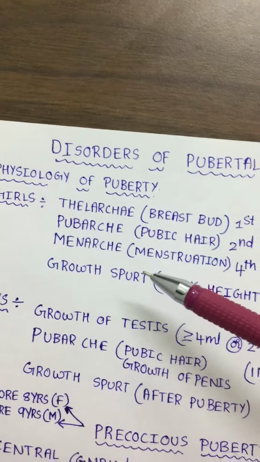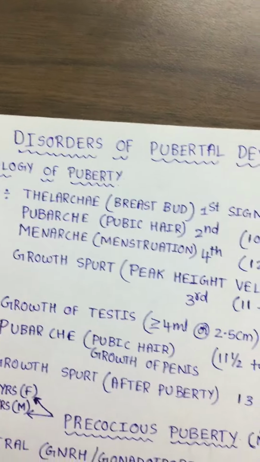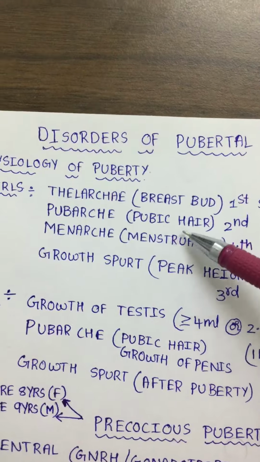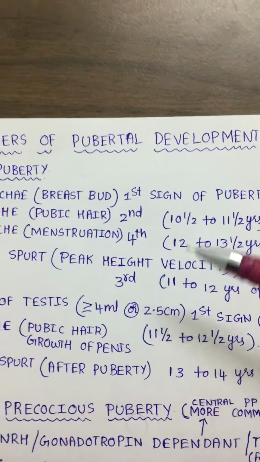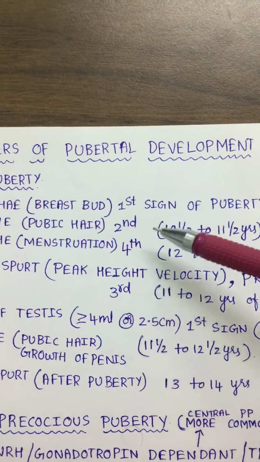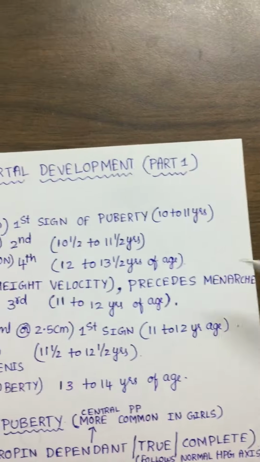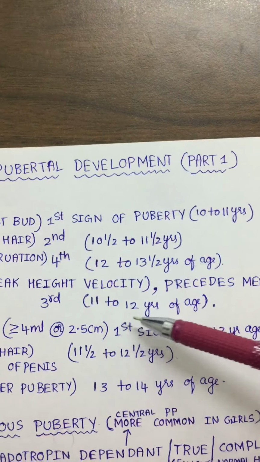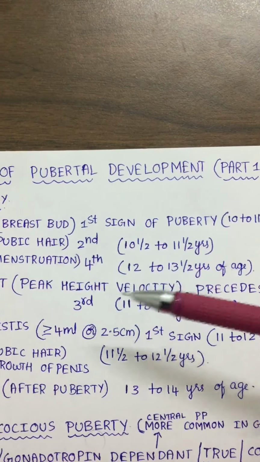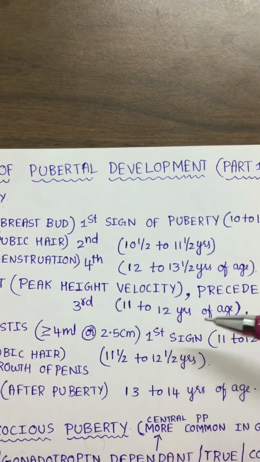And growth spurt, this precedes the menarche. This is an important question asked in exams. The growth spurt precedes the menarche, means growth spurt occurs before menarche in girls. A growth spurt is also called peak height velocity. This is the third sign because it occurs before the menarche. It is between 11 to 12 years of age. Peak height velocity means the increase in height per time is more in this stage, before the menarche, at 11 to 12 years of age.